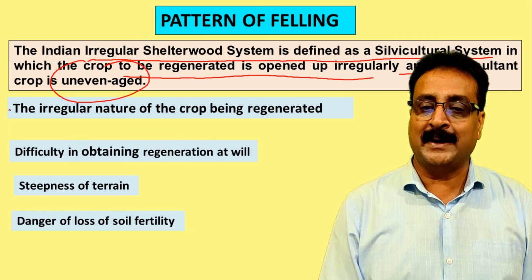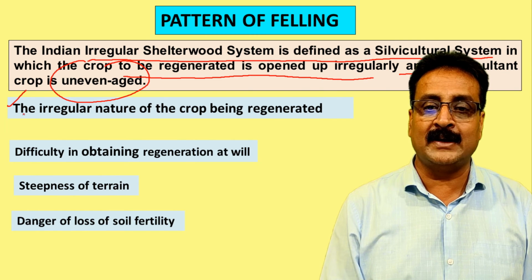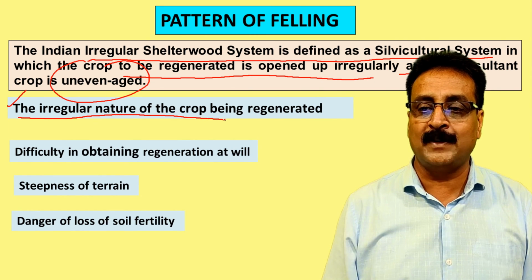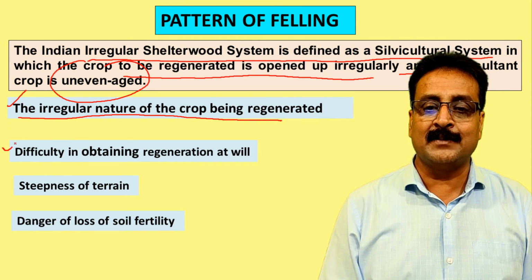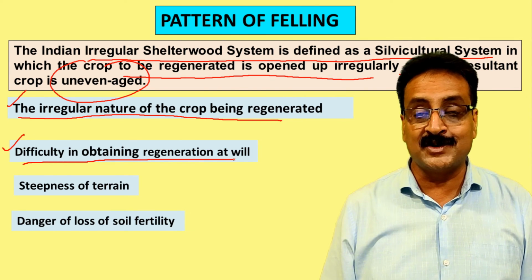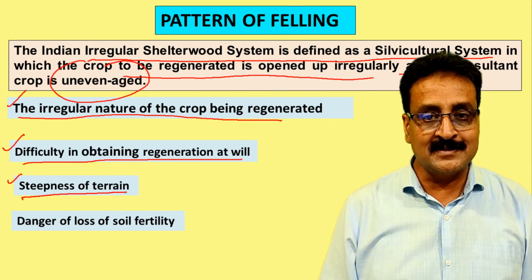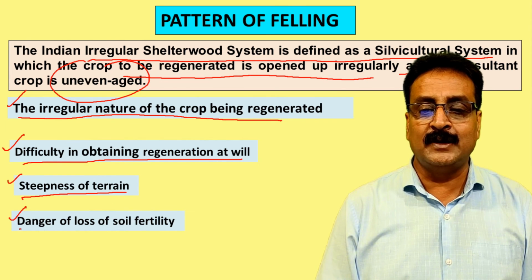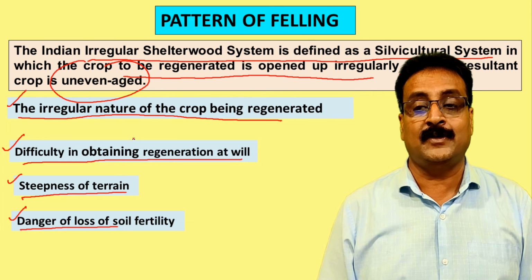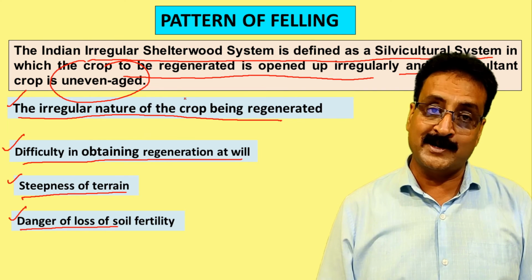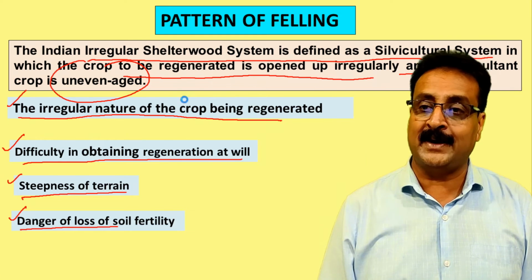Now let's see the pattern of felling. In the pattern of felling, number one, the irregular nature of the crop being regenerated. Number two, we'll study the difficulty in obtaining regeneration at will. Third, we'll discuss the steepness of the terrain, and the fourth one we'll discuss is the danger of loss of soil fertility. So these are the four points to be remembered while doing the pattern of felling.